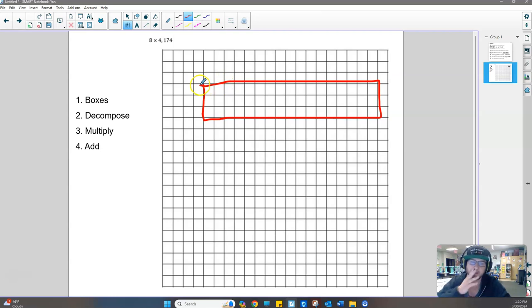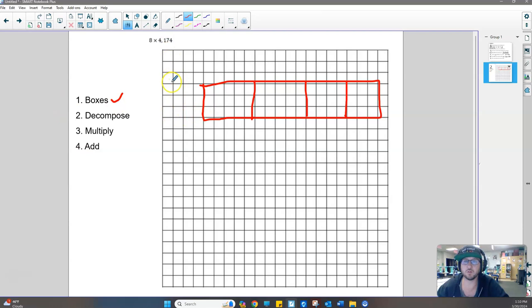And I need to divide that into 4 parts because 4,174 has 4 digits. So maybe I'll make the first one a little bit bigger and then let them get gradually smaller as the number of digits per place value gets less. So there is step 1, boxes.